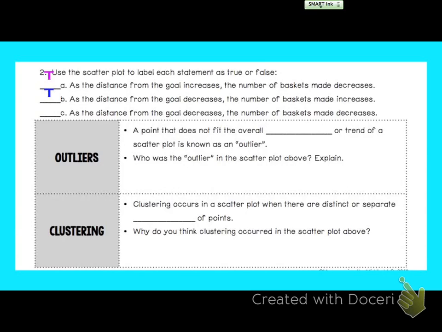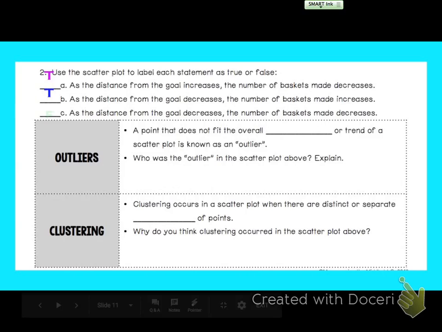As the distance from the goal decreases, the number of baskets made decreases. Well, that's false because we just said the closer they are to the goal, the more baskets they made, right? So that's false.